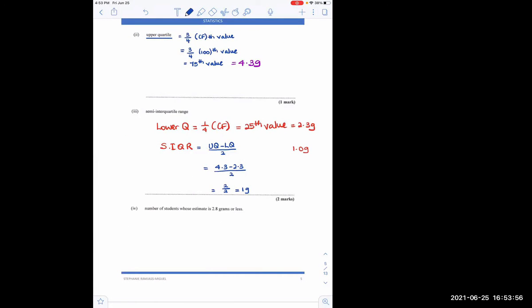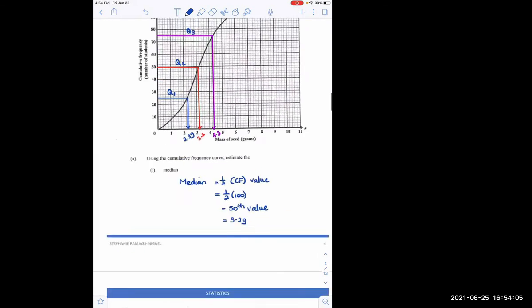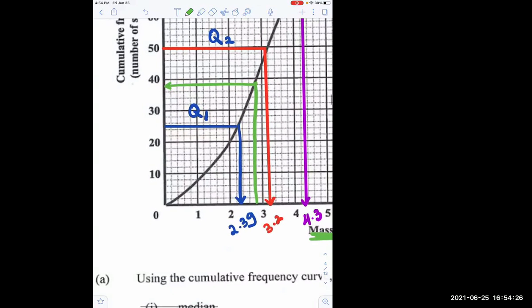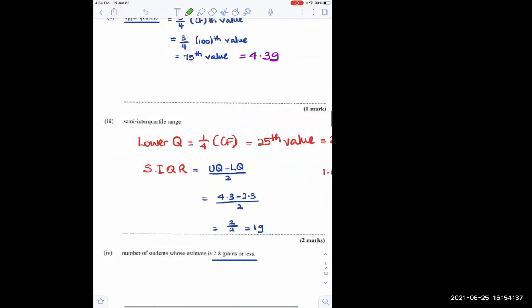Right. The number of students whose estimate is 2.8 grams or less. So we have to find 2.8 grams, and I will do it in green. This is grams, so you're looking at this axis, finding 2.8. You go straight up to the curve and straight across. What number does this represent, if we count in twos? 38. So here is 38. Do you all understand that?